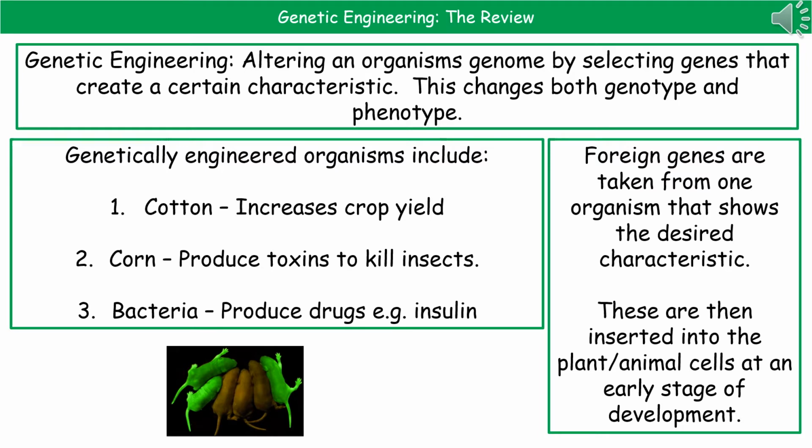Some examples of genetically engineered organisms: we've got cotton to increase its crop yield, corn to produce toxins that kill the insects that would normally damage the crop, and bacteria to produce drugs like insulin. And the way that we actually do this is we're going to use foreign genes, and these are ones that are taken from one organism that show the desired characteristic, and then we insert them into the plant or animal cells at an early stage of development.